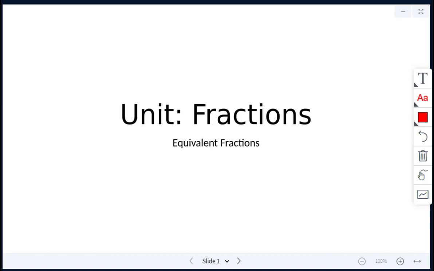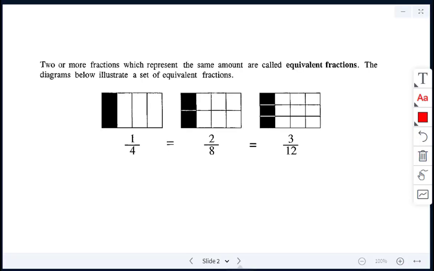Today's lesson on fractions, we are learning about equivalent fractions. And here we're looking at these three diagrams. So the first diagram here, we have 1/4. Next diagram, if you look at the diagram, it's the same diagram as the first one, except it's been split into two horizontally, and it's now 2/8, but it's still the same as 1/4.